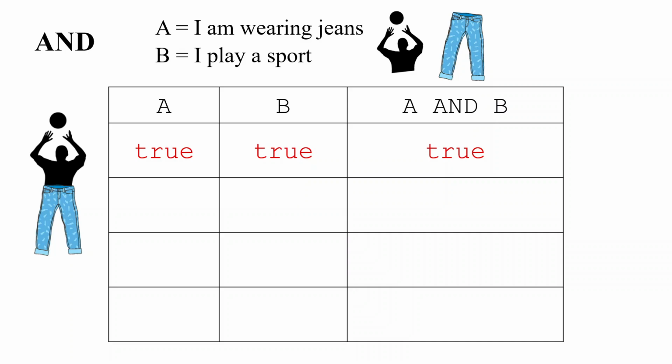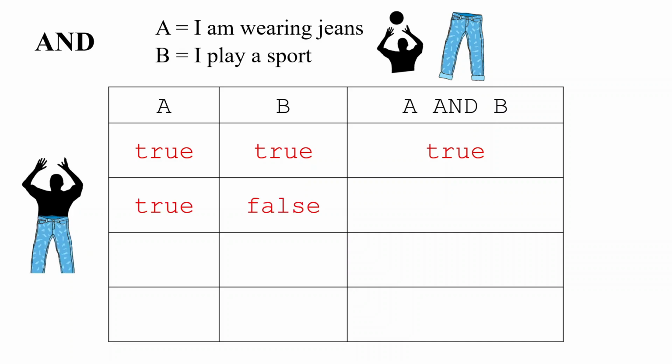Now, the next situation is A is true, but B is false. So the next combination, yes, you're wearing jeans, but you don't play a sport. So A and B. If you're wearing jeans and you're playing a sport, are those people standing up? Is there anyone who has jeans on and they don't play a sport? No, it would be false.